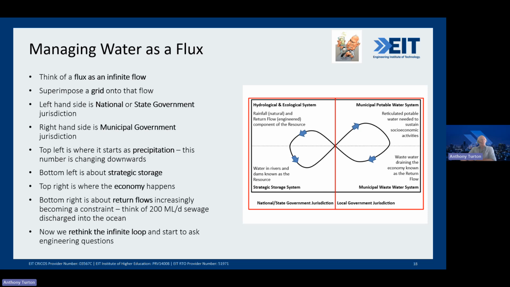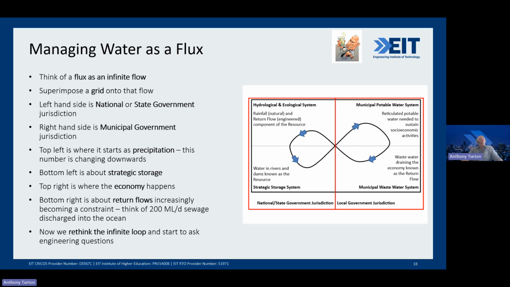So if we think of a flux as an infinite flow, a closed loop flow, if we superimpose this grid onto that flow, we'll start seeing that the left-hand side of this grid is all about either state level of government, if you're in a federation like Australia, or national government, if you're in a place like South Africa, which is a unitary state. So national or state government works on the left-hand side of that grid, and your municipal or local government works on the right-hand side of the grid. So really there you see an interface between the two.